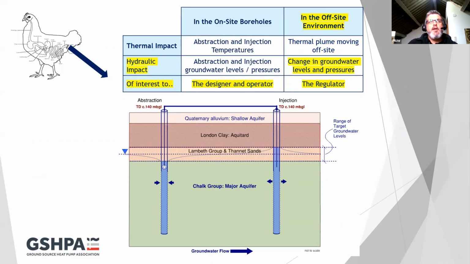I guess the other item of interest to off-site groundwater levels, particularly from the regulator, is what is the impact of our lowering groundwater and raising groundwater around our abstraction and injection wells. Again, going back to a case in London, we have the Environment Agency that likes to impose a target range of groundwater levels such that groundwater remains above the top surface of the chalk aquifer.